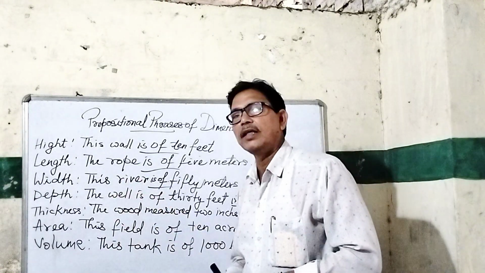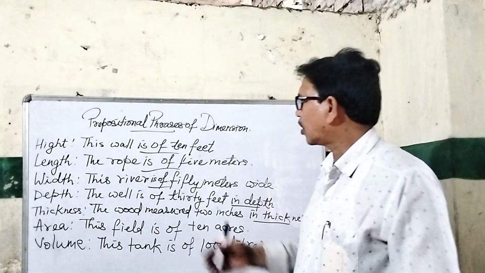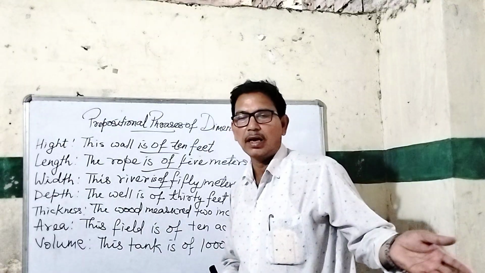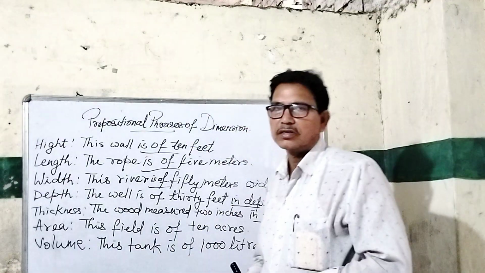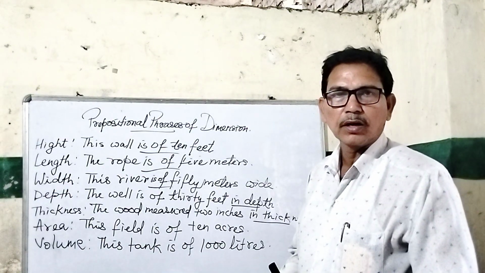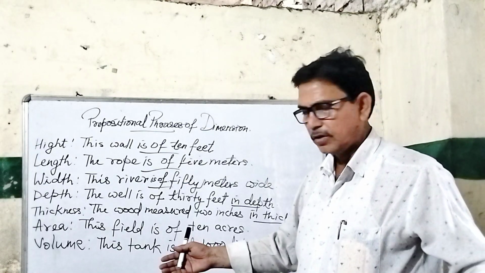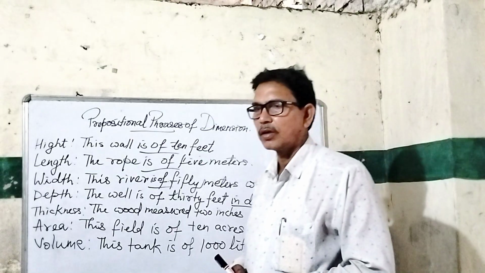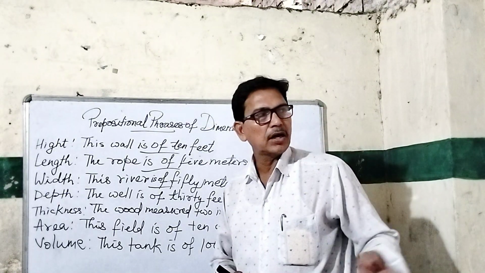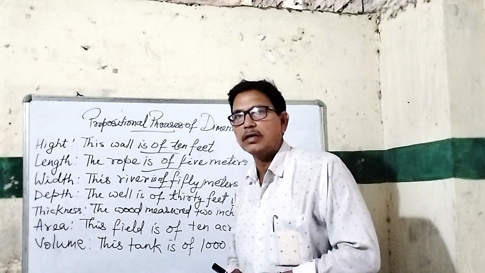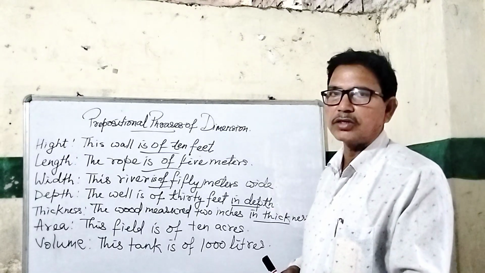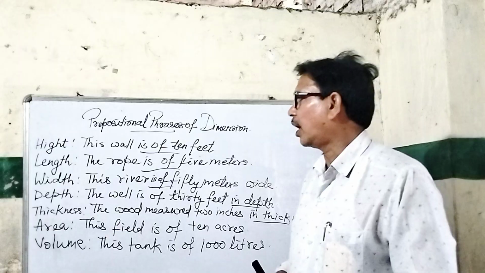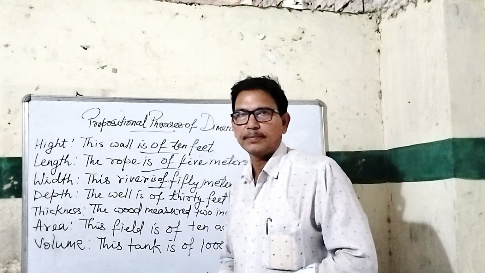The second is length. The rope is of 5 meters. I can say that the length of this bench is 6 feet. The length of my cloth is 2 meters. If I talk about the length of a rod, so this rod is of considerable length. In this way, I can use the word length.